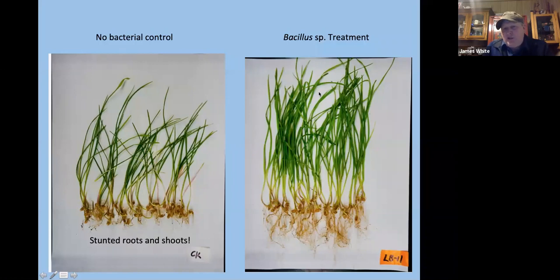And to the right, this is with one of the microbes put back on. You can see these shoots are big. They're green. The roots are big, well-developed, long. They also have lots of hairs, although you can't see that here. It makes a huge difference.